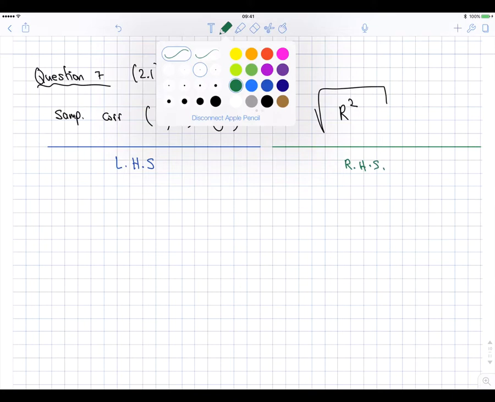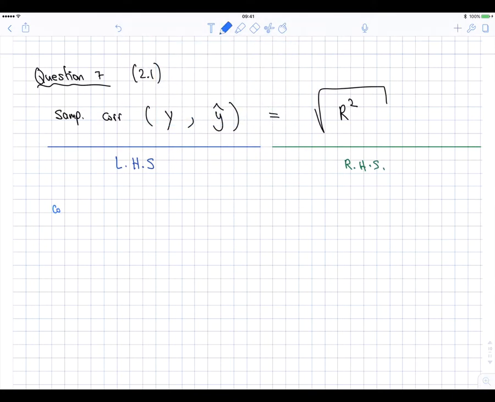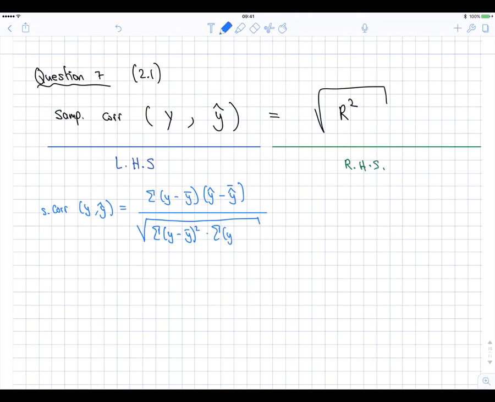Let me try to use a different color for this. The sample correlation of y and y hat will simply be equal to the sum of (y minus y bar) times (y hat minus y hat bar), divided by the sample standard deviations of these two things. So I'm going to have the square root of the sum of (y minus y bar) squared times the sum of (y hat minus y hat bar) squared. That's my left-hand side, and I've purposefully written it with a very common mistake that students make.